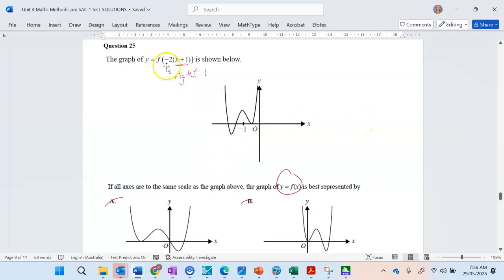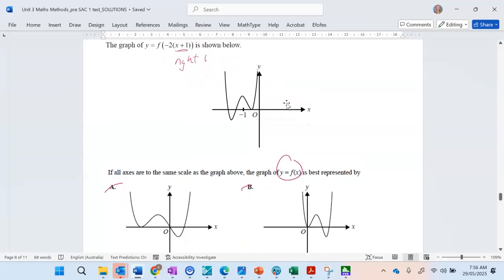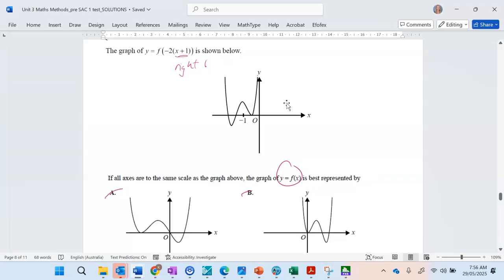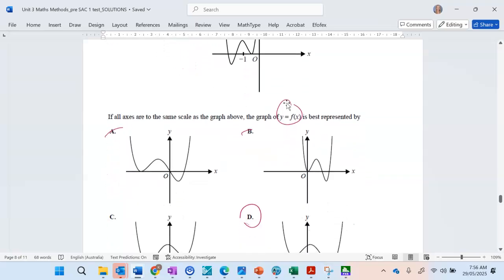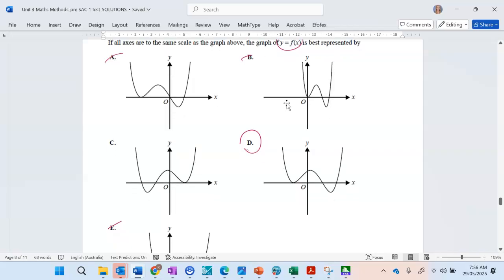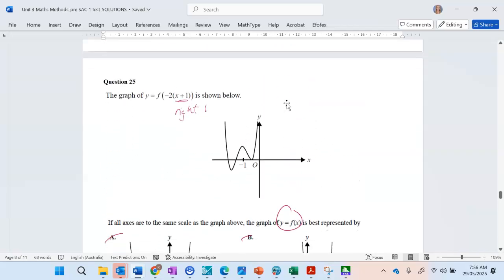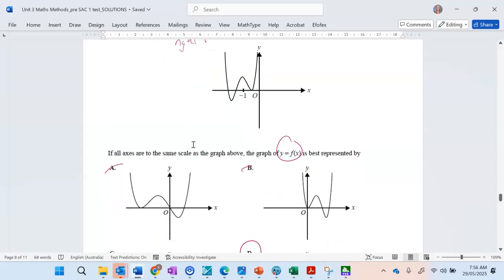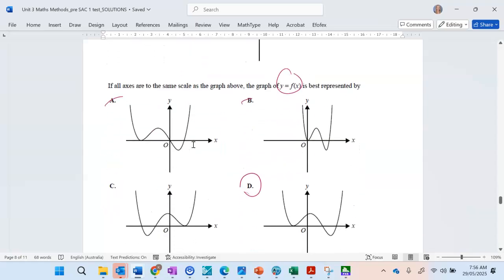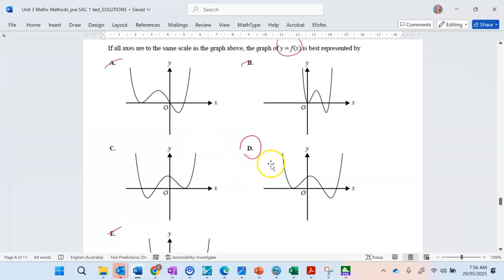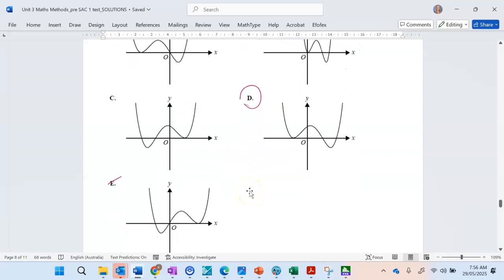So you've got your transformation written in function notation. I just looked at the transformation first. So it went to the right 1. I looked at any key points where it went across, so I could eliminate A, B, and E. And then I looked at the reflection. It has been reflected along the y-axis, so that gives you D. You could have looked at the reflection first as well.